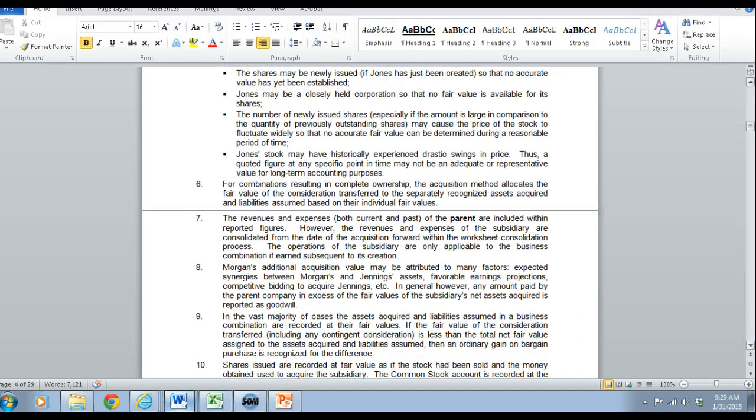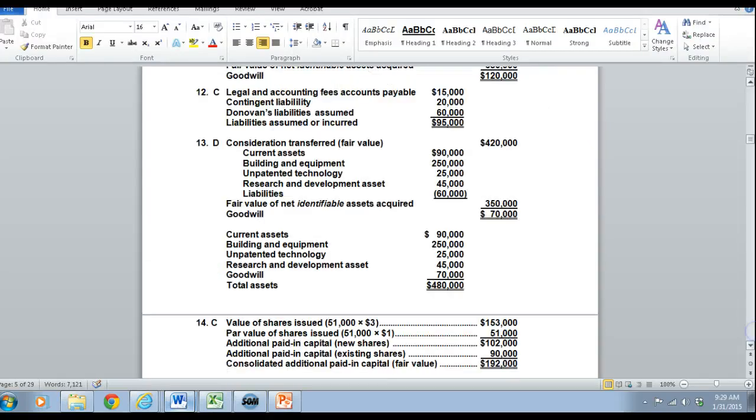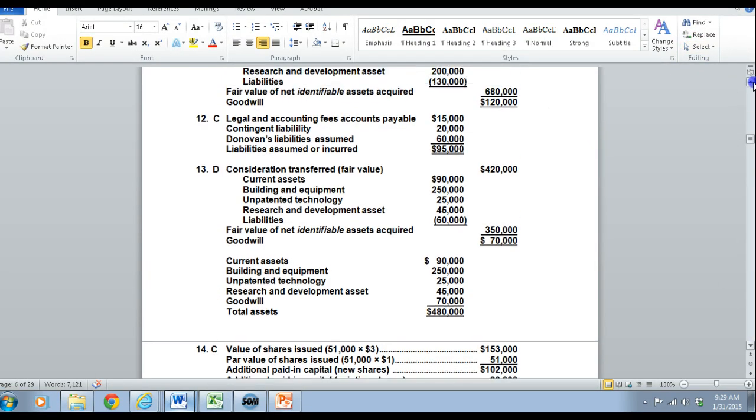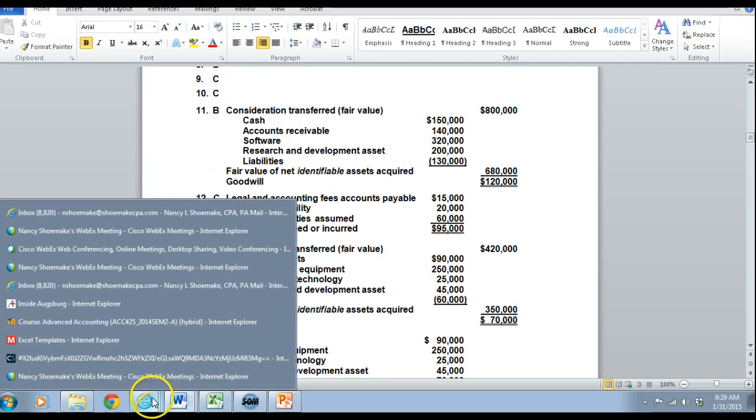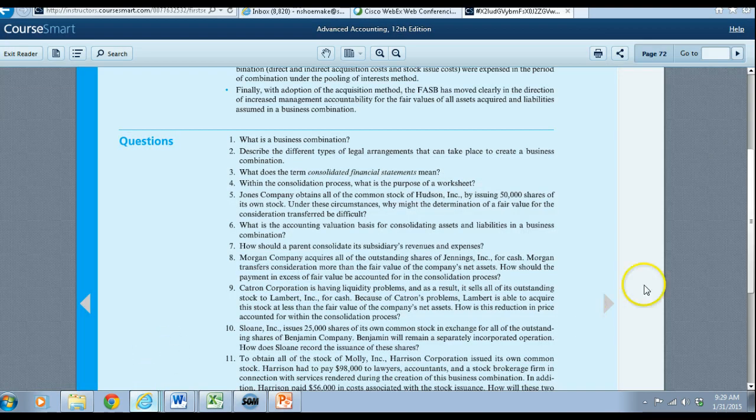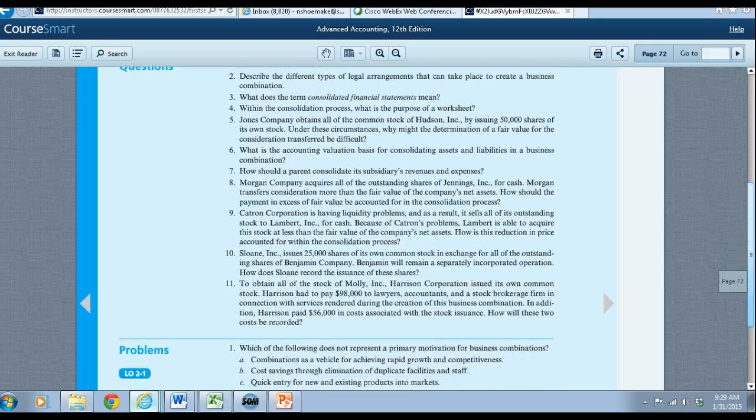Different ways in which they can combine, by totally acquiring the assets and dissolving. There are different ways in which we can do that. Okay, so let's take a look at number 11 here. Number 11 says, to obtain all of the stock of Molly Inc., Harrison Corporation issued its own common stock.